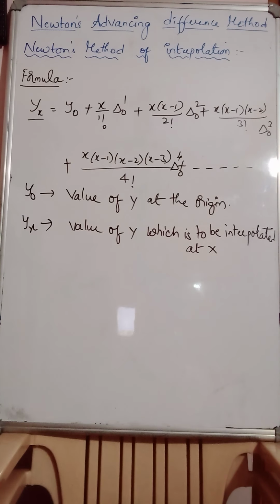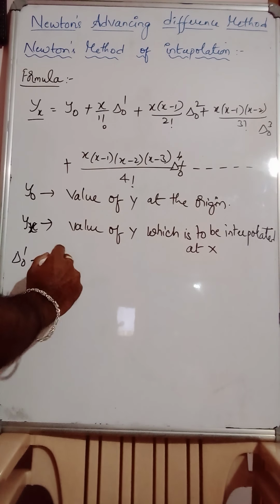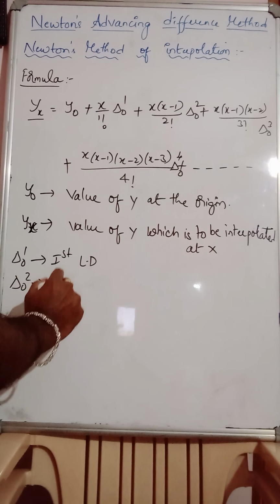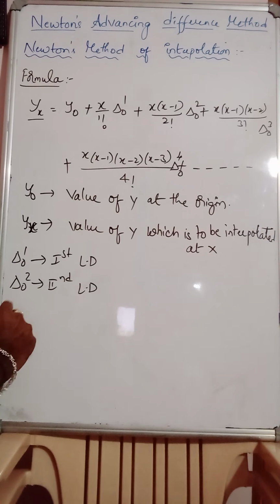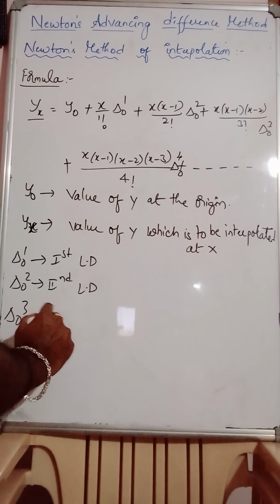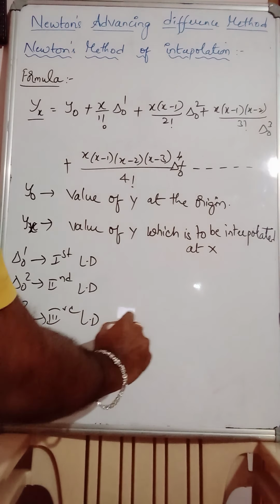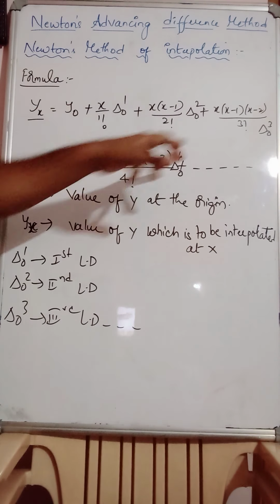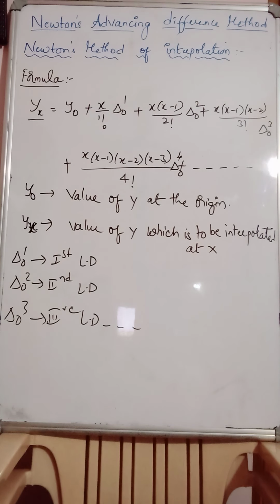Which is to be interpolated at x, that is yx. Next, delta naught 1 is the first leading difference, delta naught 2 the second leading difference, delta naught 3 the third leading difference, and so on. So, the leading differences. How to identify this delta naught 1, delta naught 2 and delta naught 3 from the leading differences table, I'll be showing after this explanation.